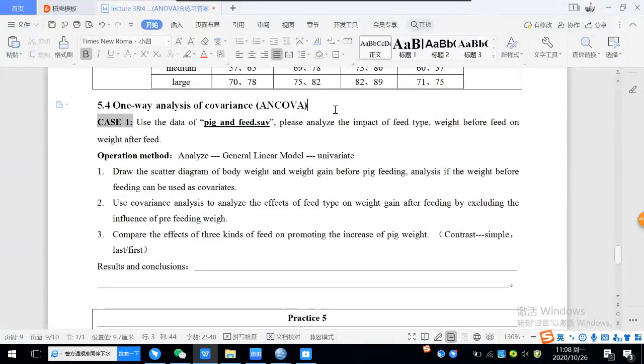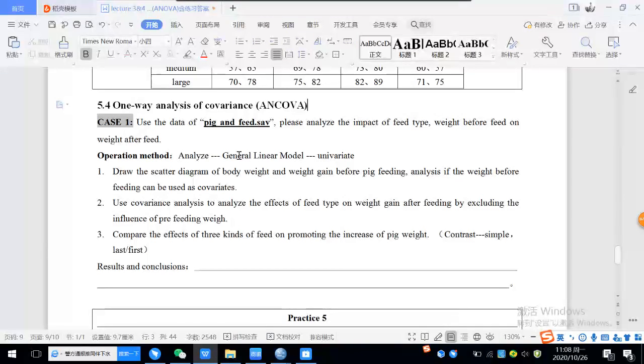Here, I give you an example. Please open the data, pick and feed. We will use this data to analyze. In this file, we have one variable, the feed type. Another variable is the weight: weight before feed and weight after feed.